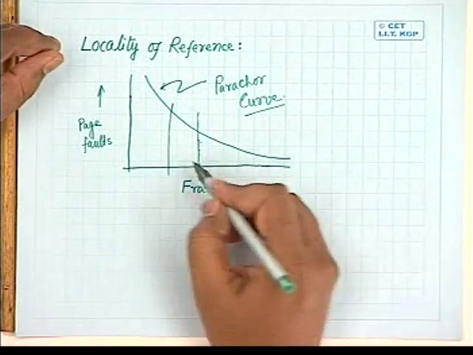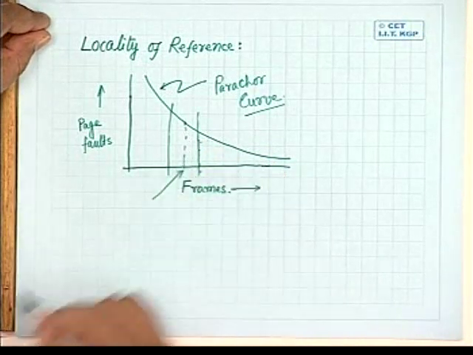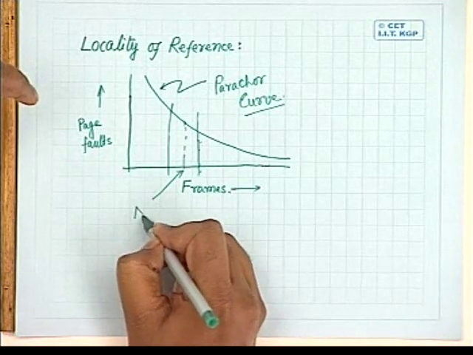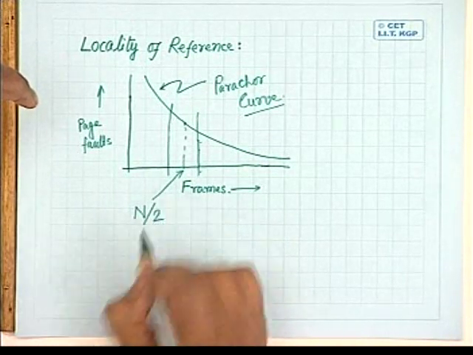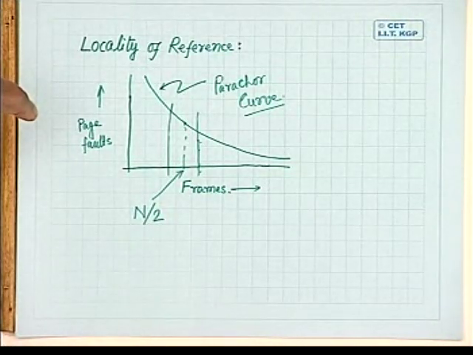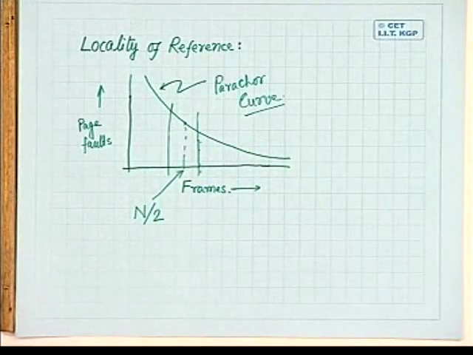Okay, and it has been found that the region here corresponds to, say, if the logical address space of a particular program contains n pages, then this point will be around n/2, that is, half of the number of pages in the logical address space of the job. So if a user program contains 1,000 pages, and if we are able to maintain around 500 frames in the main memory to accommodate those 1,000 pages, in that case the performance of the system will be quite okay.